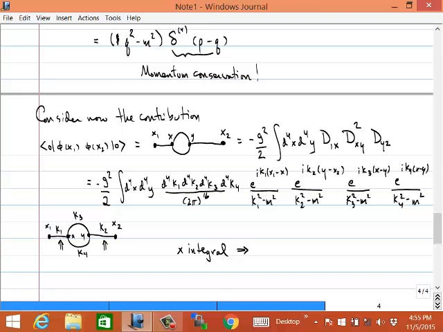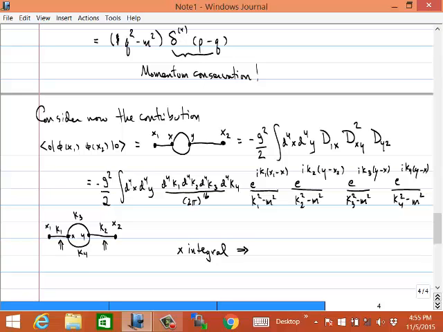you know what I'll do, just to make life simple, I'll write these as y minus x instead of x minus y. Of course I can do that just by taking k3 to minus k3, or k4 to minus k4. I'm going to do that just because it'll make the diagram look a little simpler at the end of the day. It's just an overall choice of what my integration variable is.